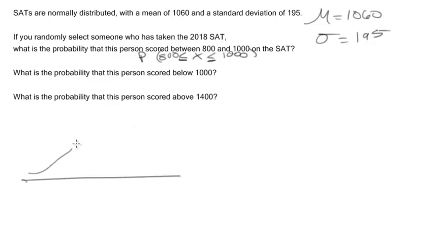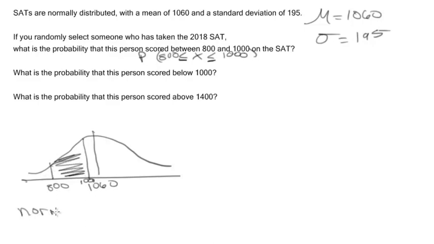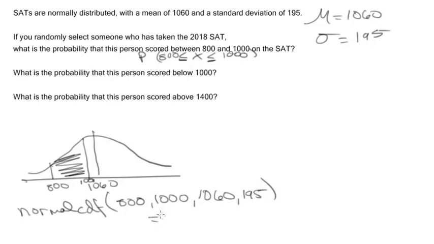So we're talking about a normal distribution, the center of which is at 1,060, and we're talking about the values that are between 800 and 1,000. And how do we find that area? We go for normal CDF, and we say, could you find the probability of having a value between 800 and 1,000 if the mean is 1,060 and the standard deviation is 195, please.